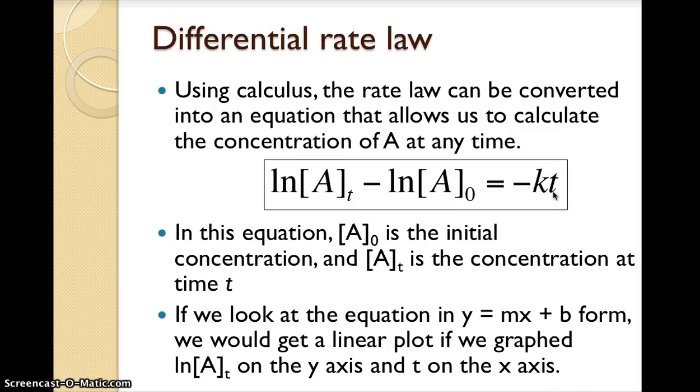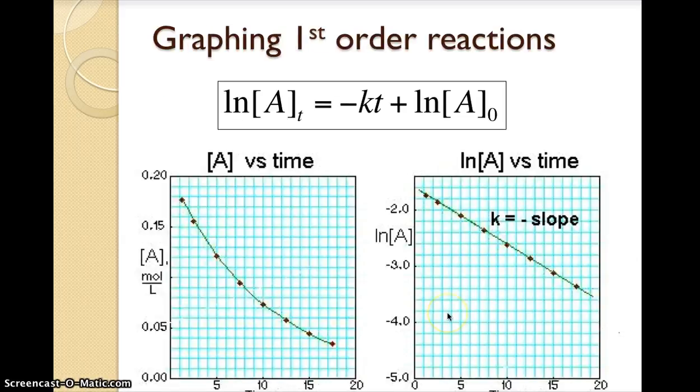If we look at this, we can actually put this into y equals mx plus b form, and then we can understand how we're getting a linear plot if we graph the natural log of A at time t on the y-axis and t on the x-axis. So here is a graphical representation of that. This is showing just the regular concentration of A versus time. Okay, so this is what you would collect in the lab for data. And then here, for each of these concentration data points, the natural log of that value has been taken.